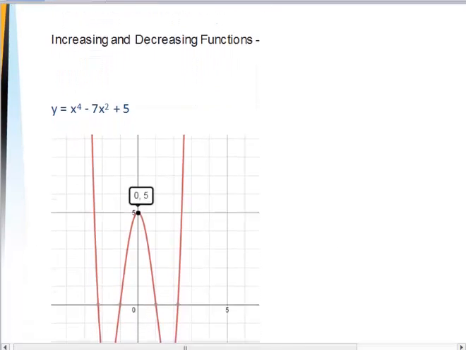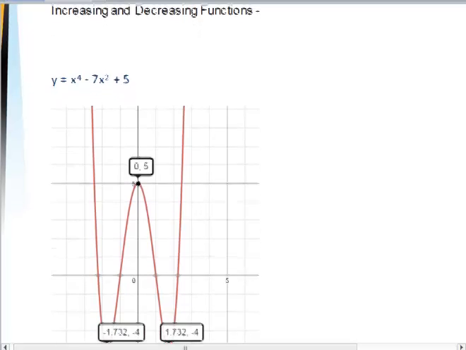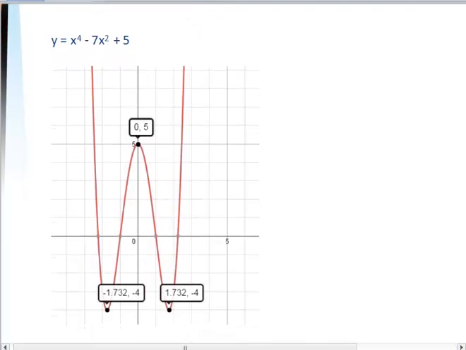So in the first example here, I've plotted on Desmos, and you can plot this too if you want to examine it. I've plotted a polynomial that is x to the fourth minus 7x squared plus 5, and I've called out some points on the function. Based on the graph, we have to assume it keeps going in these directions. And we want to talk about the idea of increasing as opposed to decreasing for the function.